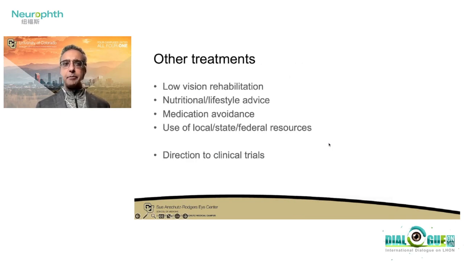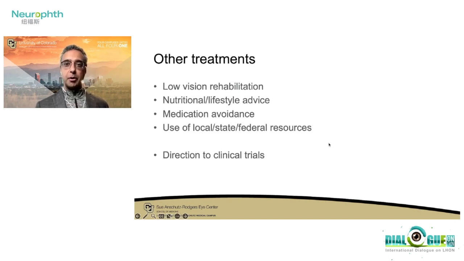Other treatments we have: potentially low vision rehabilitation, nutritional and lifestyle advice, certain medications to avoid that increase the potential for oxidative stress, and then we direct them to local, state, and federal resources that help them to function in their low vision status. And so, of course, we are now directing them to clinical trials that may come into existence for which they could be eligible.